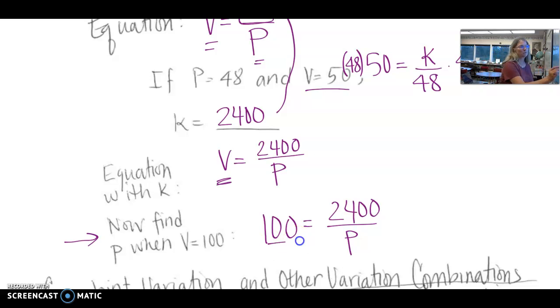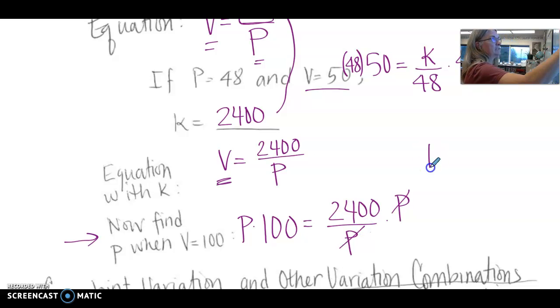You could put this over 1. You could do cross multiplication. There's lots of different methods, but I'm going to go like this since what I'm solving for is P and it's in the denominator. You never want what you're solving for to be in the denominator. So I'm going to multiply both sides by P. On this side it cancels out. So now rearranging that, 100P equals 2,400.